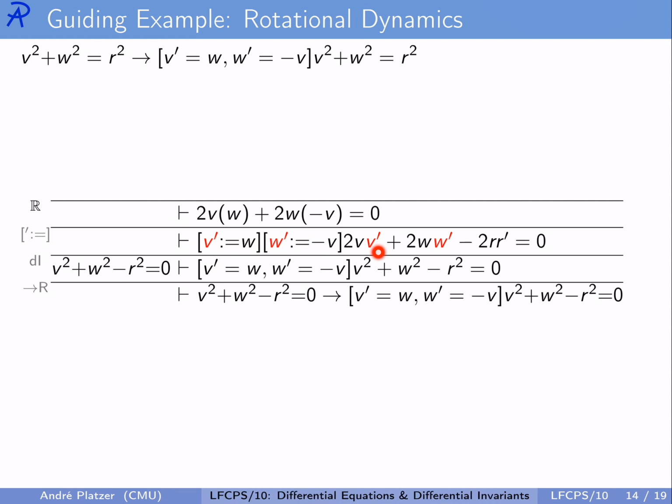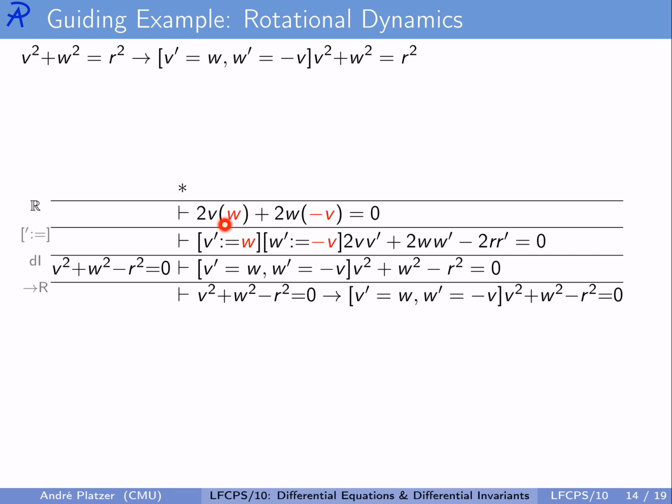Replace the left-hand side of the assignment with the right-hand side of the assignment. So wherever there was a v prime, we write w. Wherever there was a w prime, we write minus v. But that's now a very harmless operation, right? The hard one was to justify whether this differential invariant proof rule is sound, which just follows from the differential invariant axiom and the differential effect axiom.